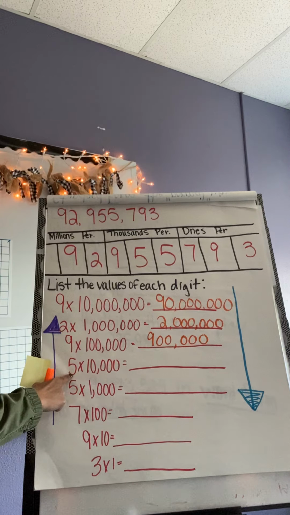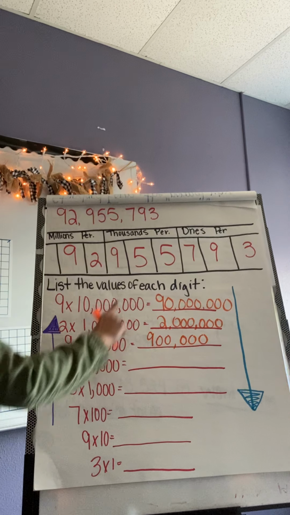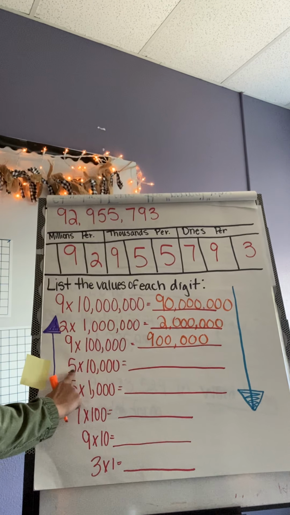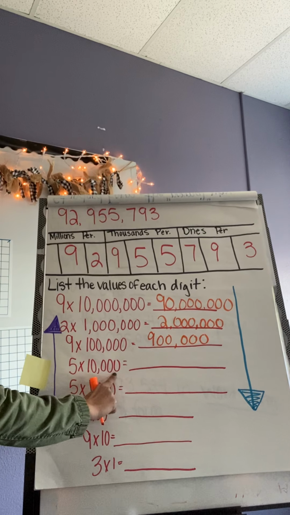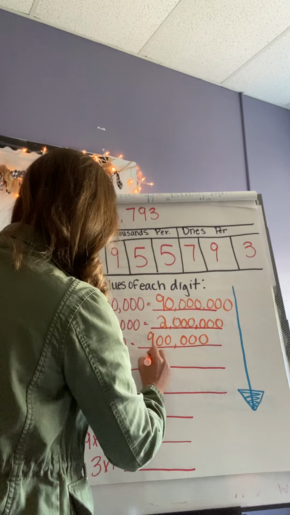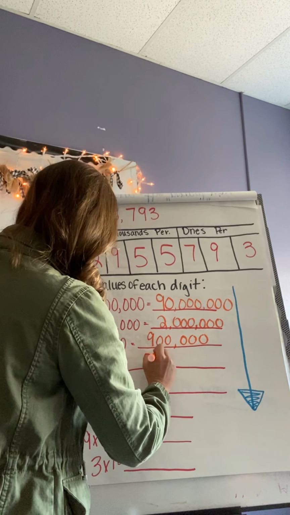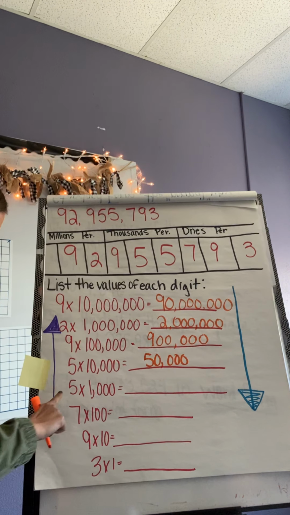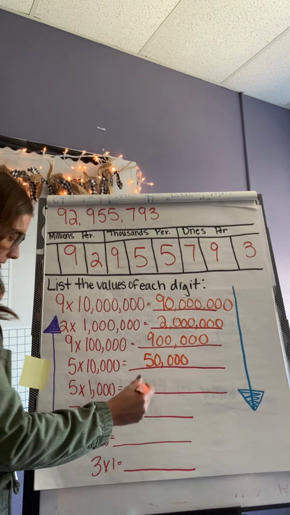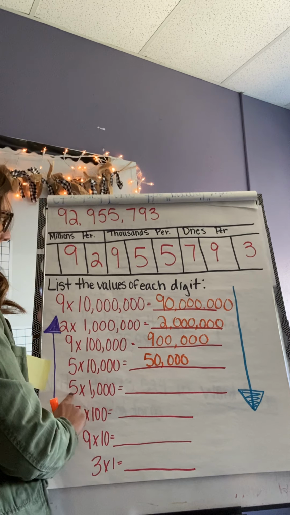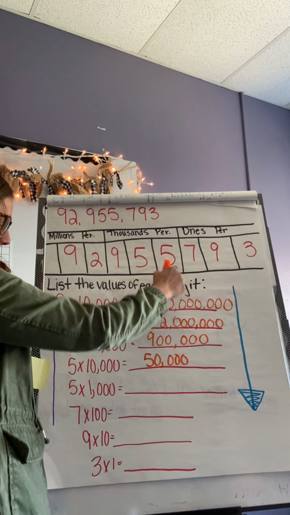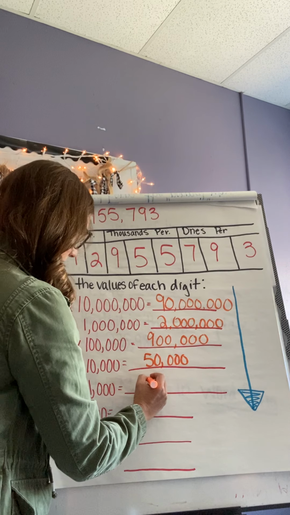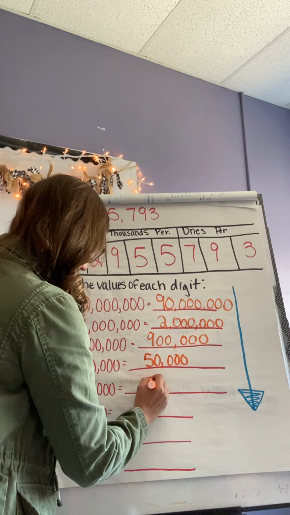What do you think comes next? I have 5 10,000s. 5 times 10,000 is going to give me 50,000. That's right. 5 times 1,000, because I have 5 thousands. I have a 5 in my thousand spot. 5 times 1,000, 5,000.